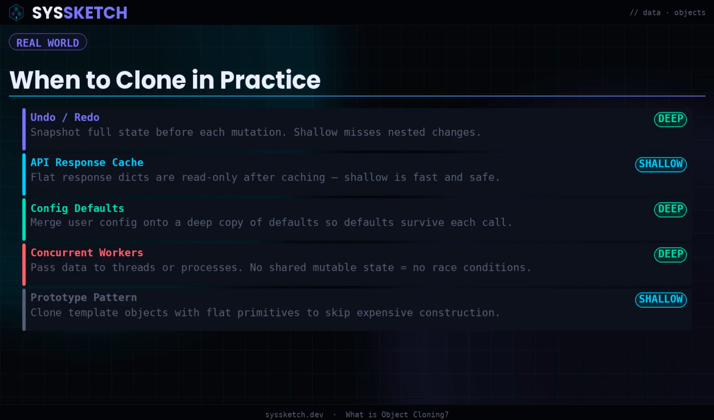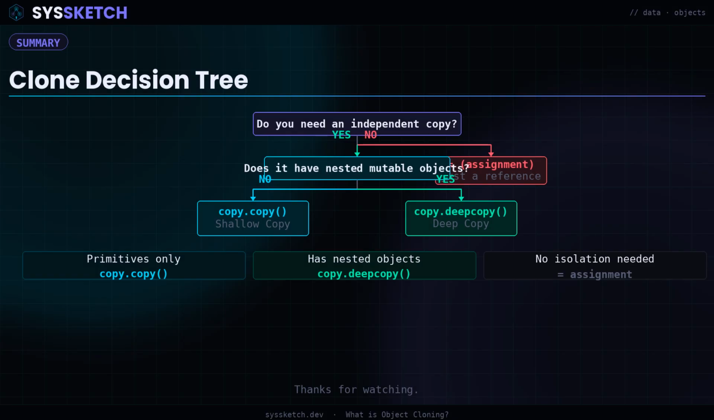A concurrent system that passes data to worker threads or subprocesses needs deep copies to eliminate shared mutable state and prevent race conditions. A prototype pattern clones a template object to avoid paying expensive construction cost on every new instance. The right copy depth in each case follows from whether the data is mutable and whether the receiver will modify it. The decision is simple once you see the object tree clearly.